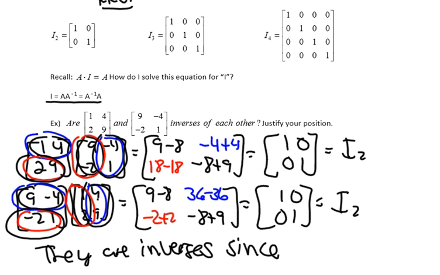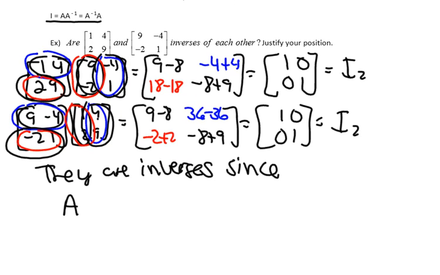We can write this very quickly. If I scroll down. It really doesn't matter which is matrix A and which is its inverse. When we multiply them together, in either direction, we get back the identity matrix.